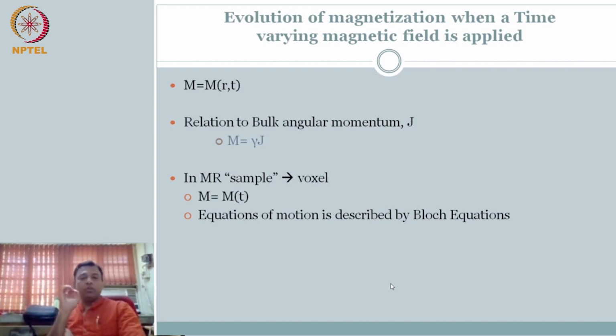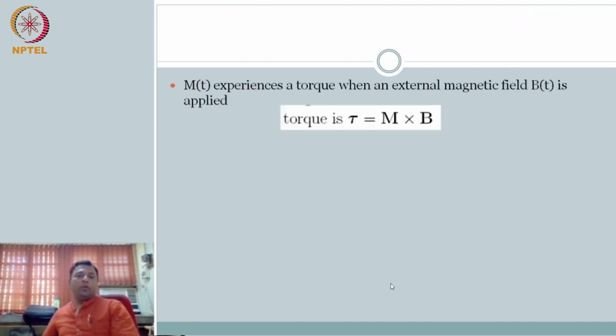Can we describe the motion equation of the magnetization vector using a small sample volume, right? This equation was derived by Bloch, and is called the Bloch equations, which we'll try to put together. So, starting with what we know, right?